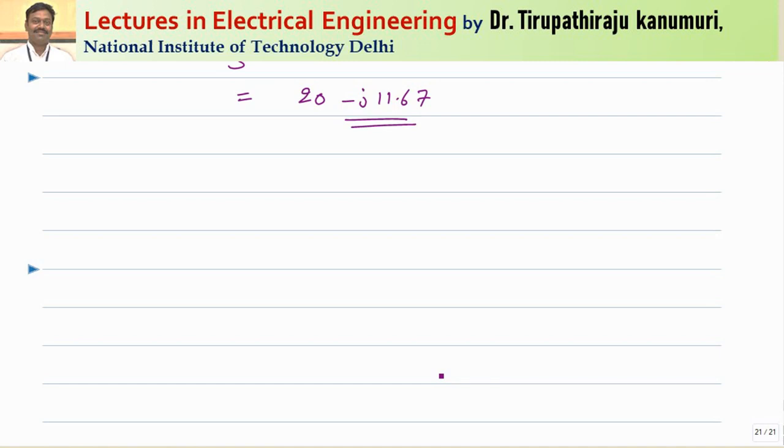So after that we will go for the different type of fault analysis, and there we will prove that using this sequence component the solution of numerical is so much easy compared to analyzing with the three-phase circuits. So that means analysis using three-phase systems.